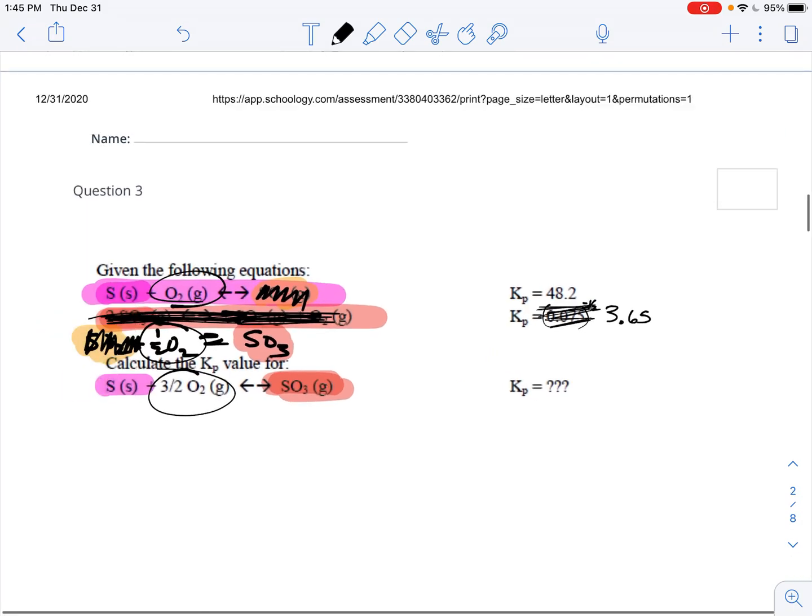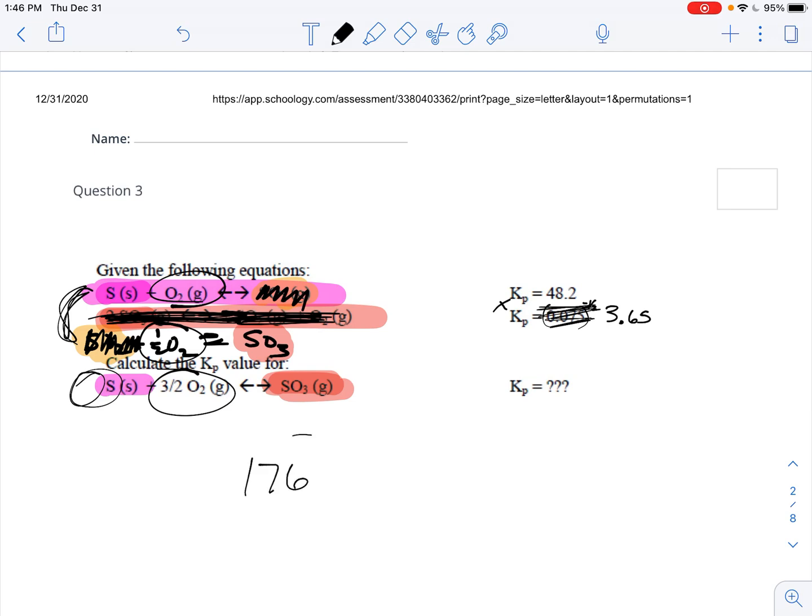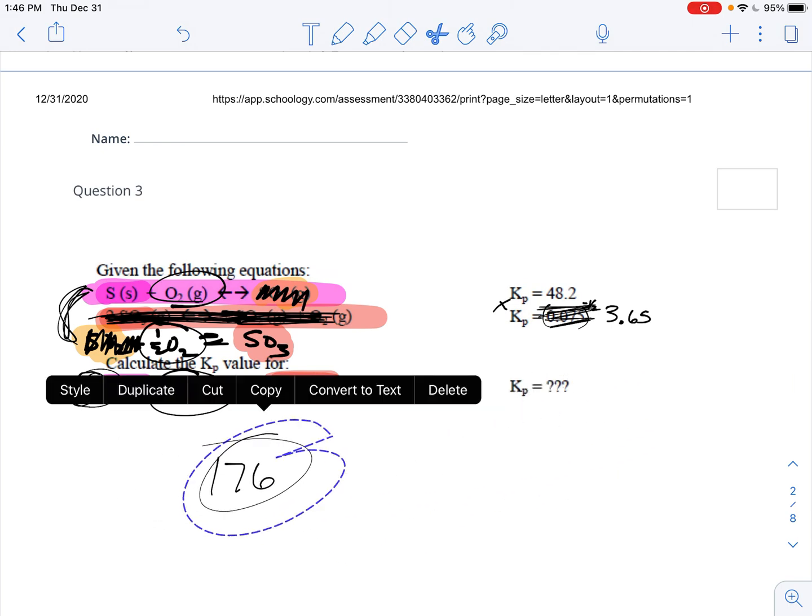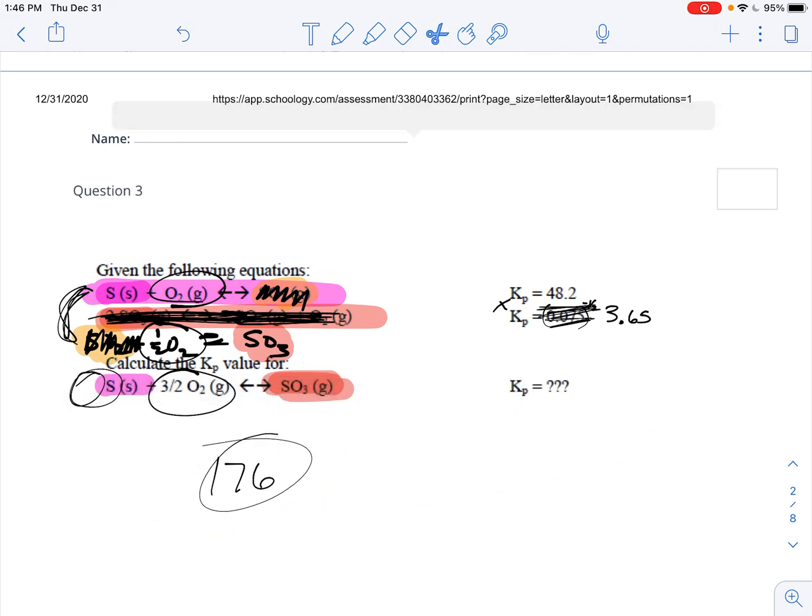So now what happens when I add these two together to get the bottom one down here? Well, in other aspects of chemistry, when you add equations together, you simply add their values. But based upon our discussion in the lecture notes, because of the particular rules of equilibrium, you do not add their K values together, you multiply them together. So it's going to be the 48.2 and then the 3.65 multiplied together. It looks like it's going to be about 176 as your answer here. So by multiplying those two together, you end up with 176 as your answer.